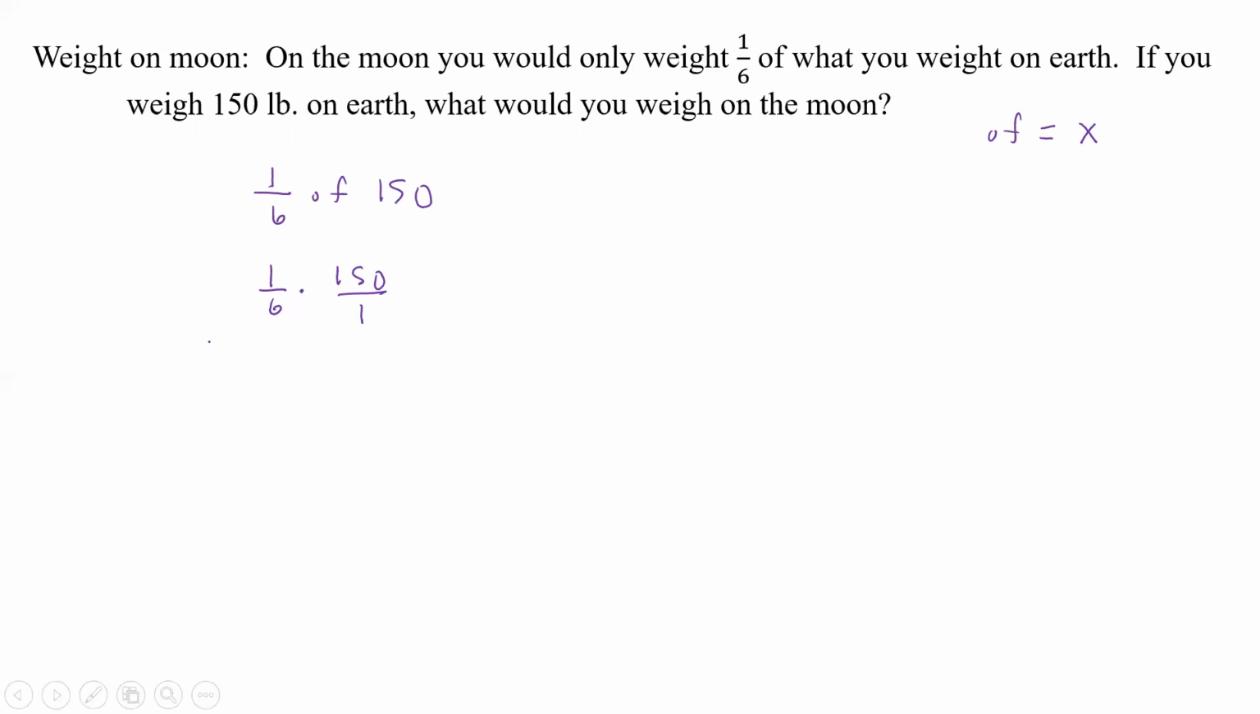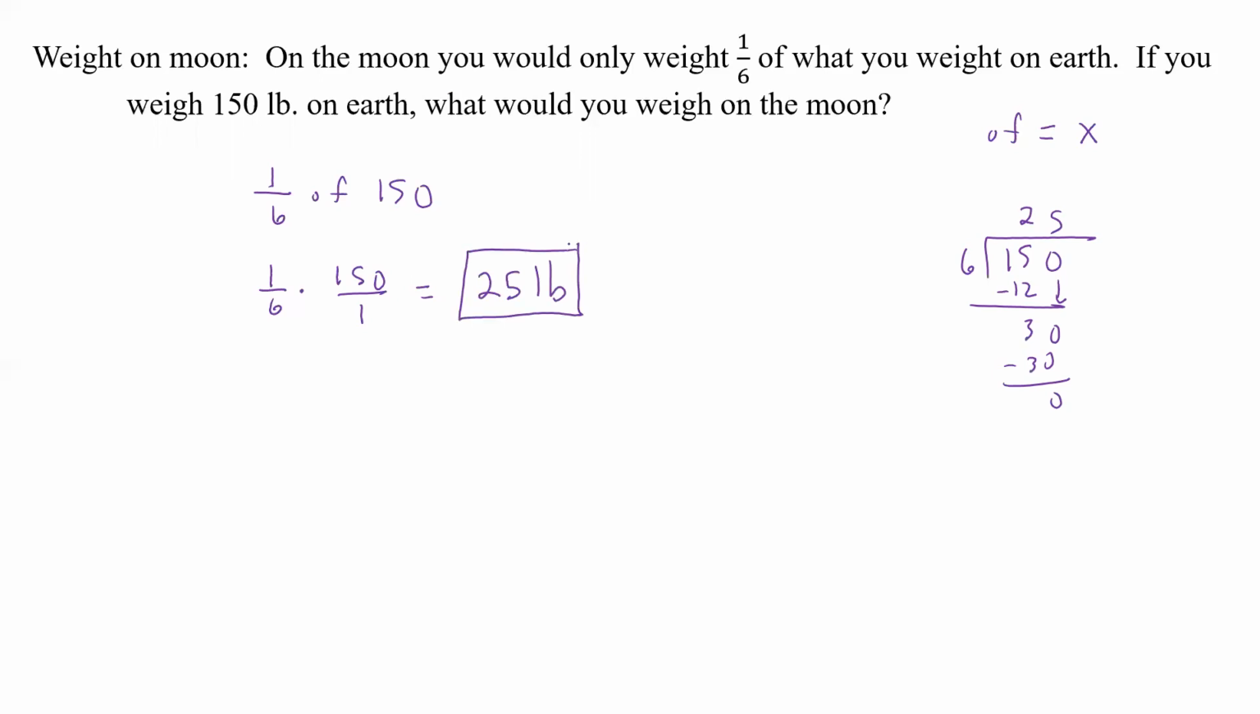Okay. Now, does 6 go into 150? I don't know. Let's try it, or we might have to have a fraction. So 6 goes in here twice. That's 12. That's 3. Bring down our 0. 6 times 5 is 30. And so this is actually just 25 pounds. And so that is how much you would weigh on the moon compared to what you weighed on Earth. Okay. And that's all I have for this section.